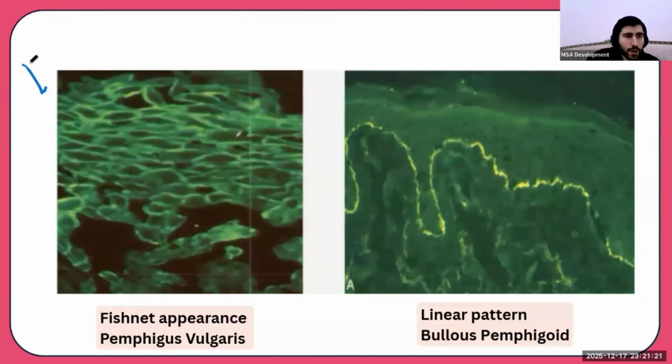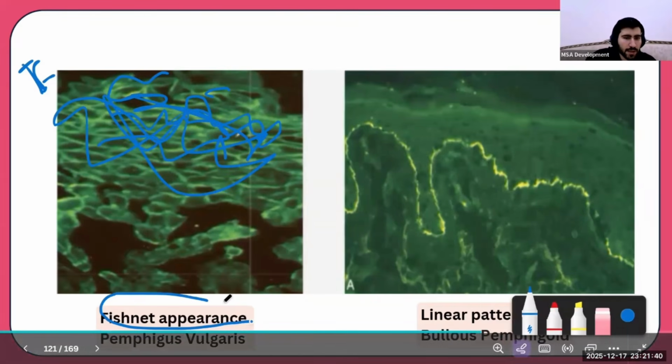So this is immunofluorescence, okay? It's a color that shows the IgG antibody. The shiny green lines are the IgG antibody. In pemphigus vulgaris, the IgG antibody will be throughout all the epidermis, destroying the desmosomes. So they will have a fishnet-like appearance, okay?